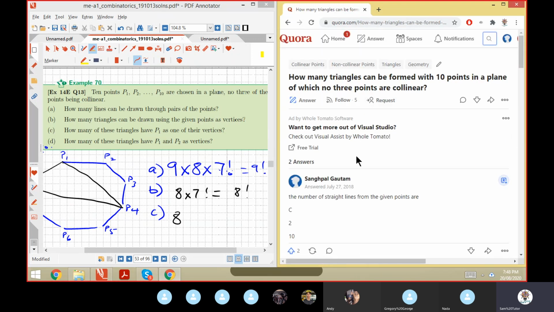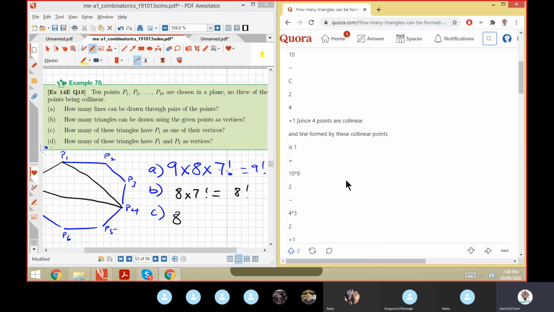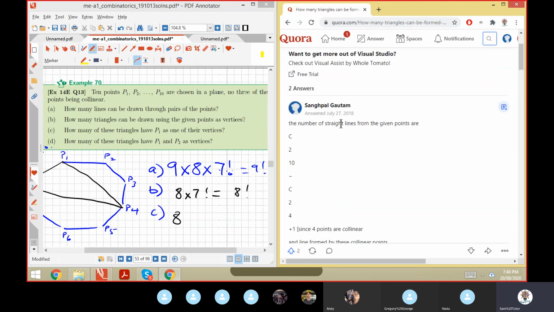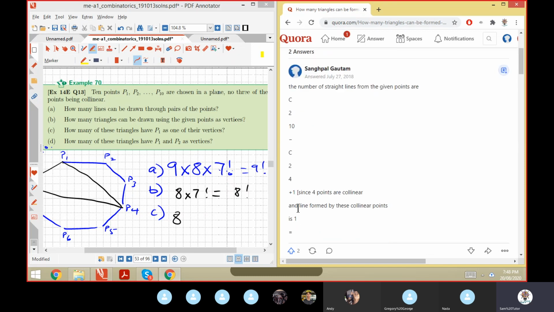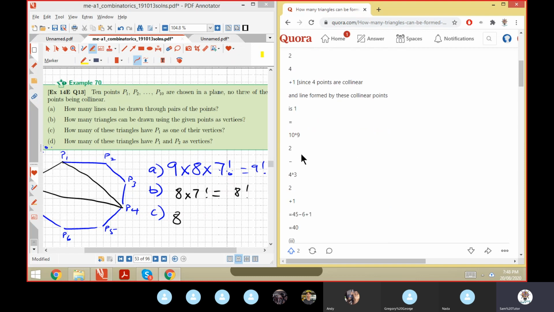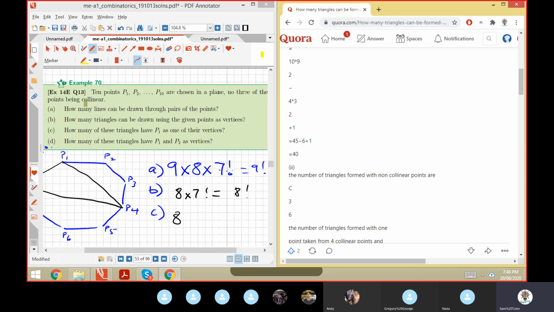Which no 3 points. The number of straight lines from the given points: 10 times 9. What the? Who's writing this? Unless he's doing 10 choose 2 minus 4 choose 2 plus 1, since 4 points are collinear. But it looks like I found the question.